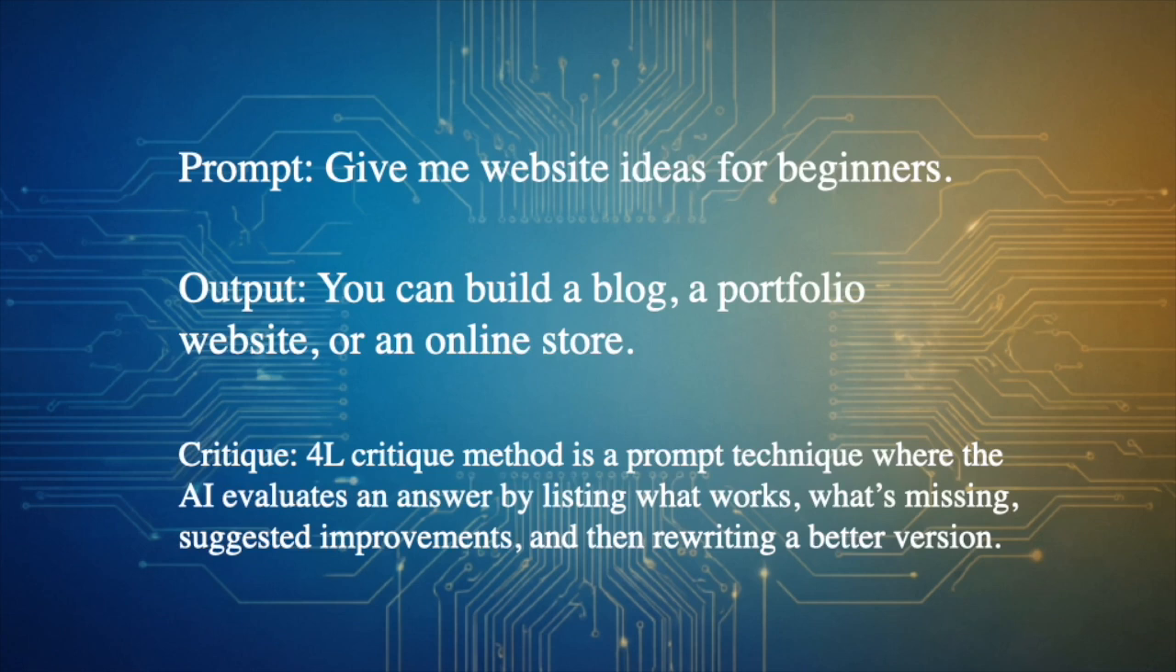What works: it is simple and relevant. How it can be improved: add structure, examples, and clearer guidance, and then rewrite a better version that could group ideas by purpose, like personal websites (blog, portfolio), business websites (online store, landing page), and learning projects (simple HTML practice sites), making the final output more structured, practical, and beginner-friendly, which shows how the AI can refine its own reasoning instead of giving only a single static answer.